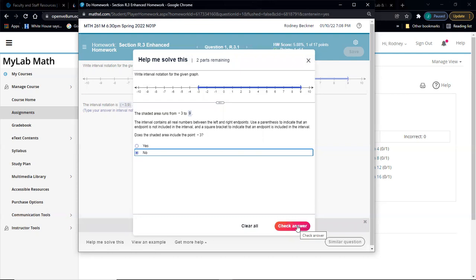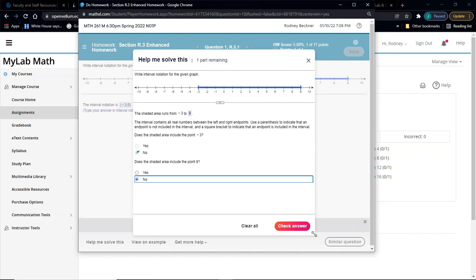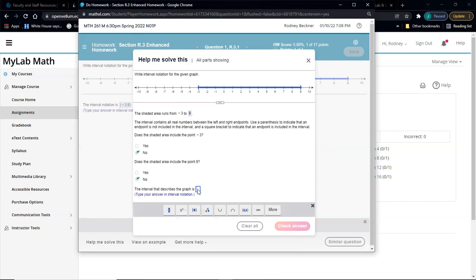Does it include the 9? That's a parentheses, so no. And if these shaded all the way left or right, those would be -∞ or +∞. We'll see a lot of that as well. So the interval that describes the graph, well, it looks like -3, 9. Close the parentheses on each side, check it. We got it right.